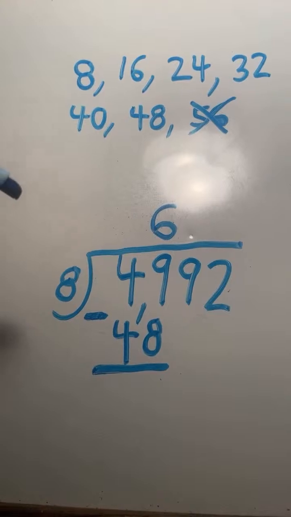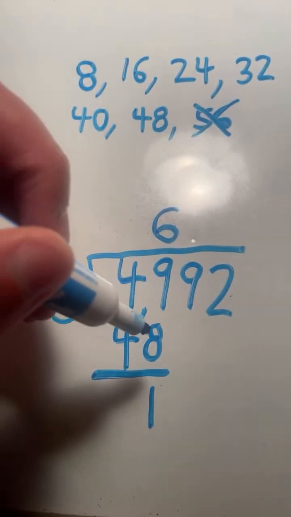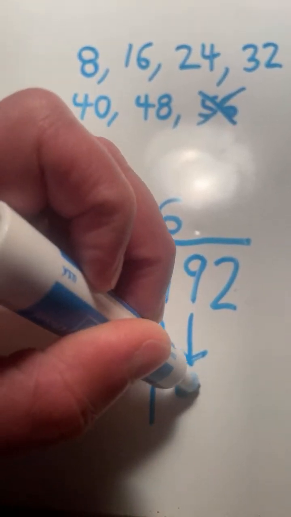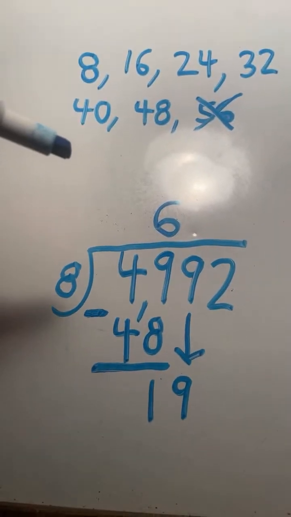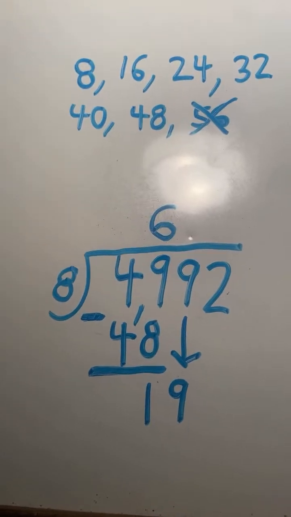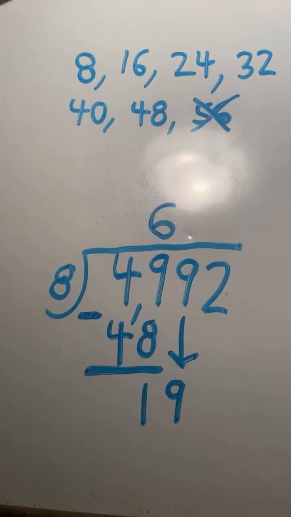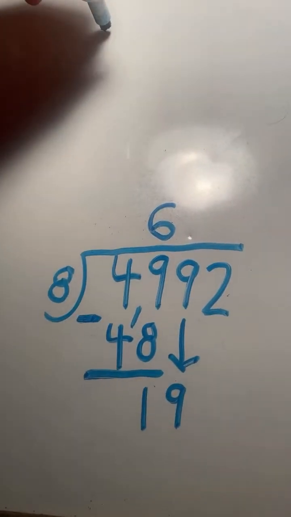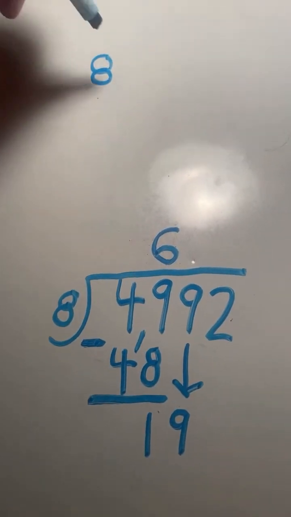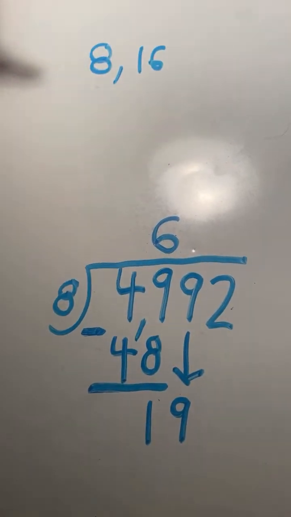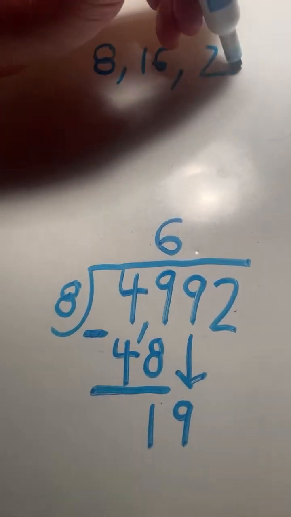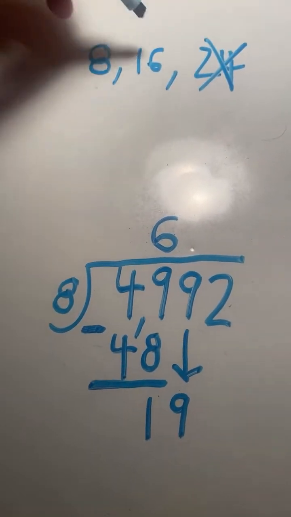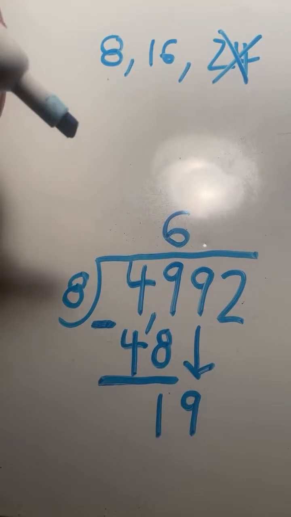49 minus 48 equals 1. Next, we bring down the 9. Now 19 divided by 8. I have to figure out how many groups of 8 we can get in 19 without passing it. So 8, 1 group so far. 16, we have 2 groups of 8. If I count by 8 again, I'll be too far, right? 24 is past 19. But I was able to get 2 full groups of 8 within 19.